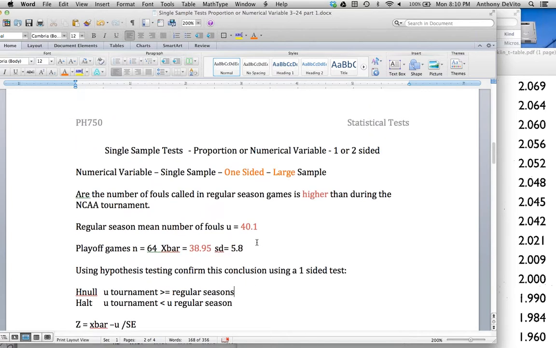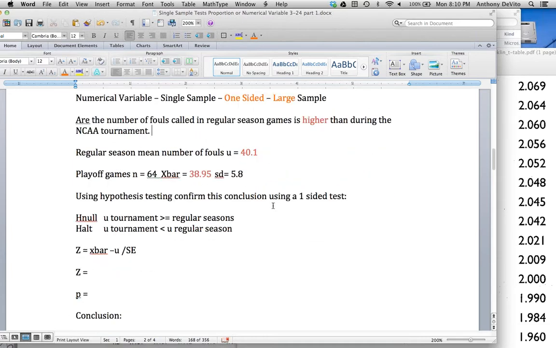I'm arguing that during the regular season, there's more fouls than during the tournament. So my mean for the tournament is less than my mean for the regular season, right? Regular season's more. I'm arguing there's more fouls during the regular season. They call fewer during the tournament. No, that's what I'm trying to prove.